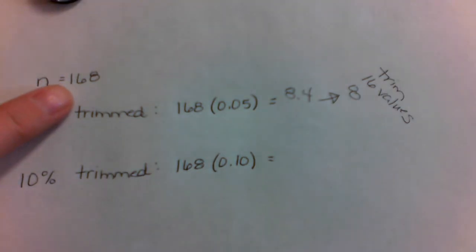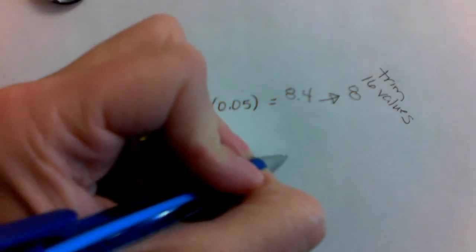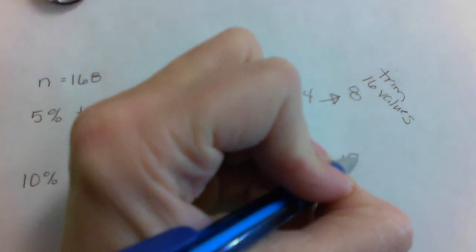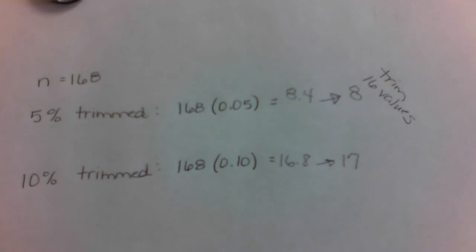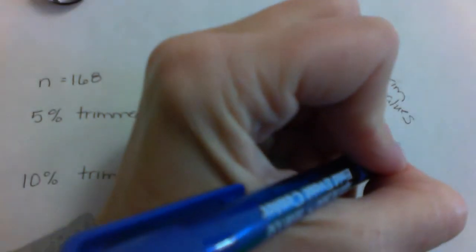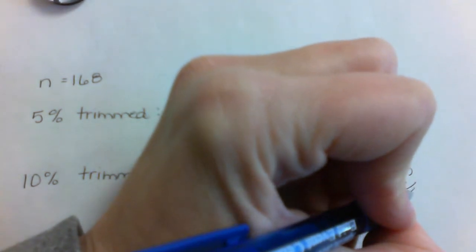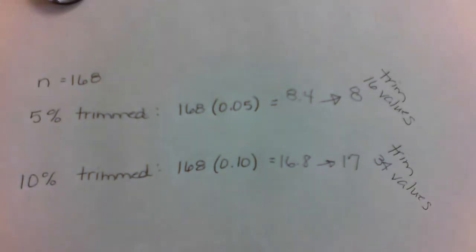If you took that same 168 values and did a 10% trimmed mean, you'd take 168 times 0.10 and you get 16.8. Use normal rounding rules, which would round to 17. So you're going to trim the 17 smallest numbers and the 17 largest numbers. So you would trim a total of 34 values. So that's how you handle a trimmed mean. That is chapter 3.1.